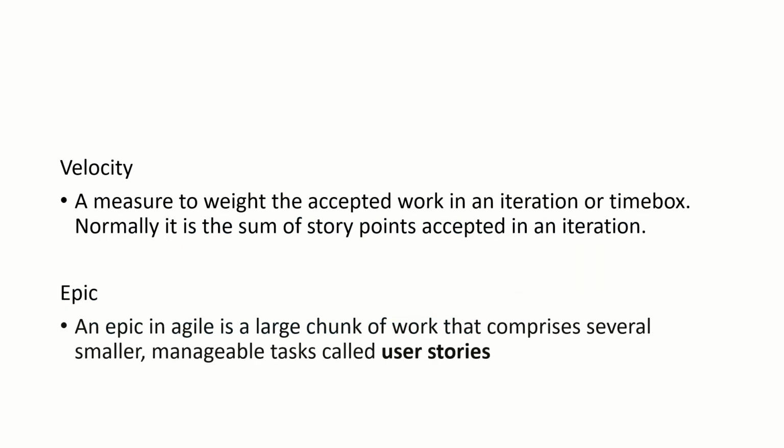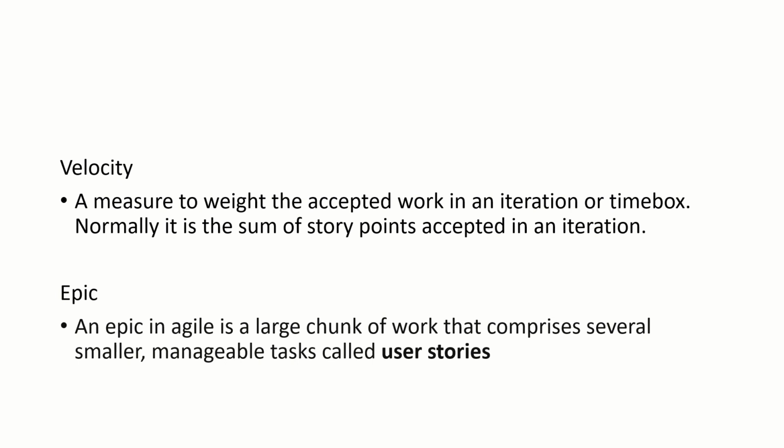Sprints are the core building blocks of the agile software development lifecycle model and can be considered its primary characteristics. Now let me go to the next slide. And what is velocity? Velocity is a measure to weigh the accepted work in an iteration or time box. Normally it is a sum of the story points accepted in an iteration.